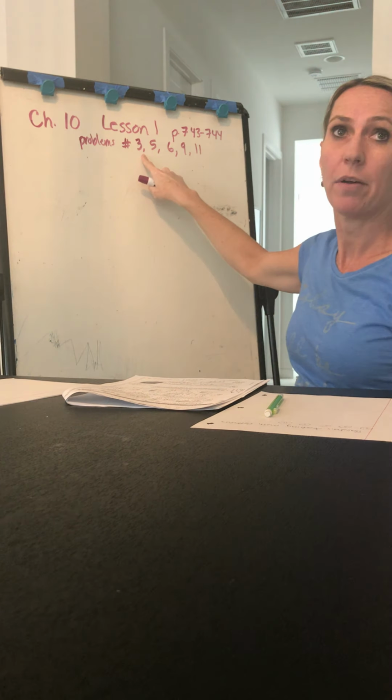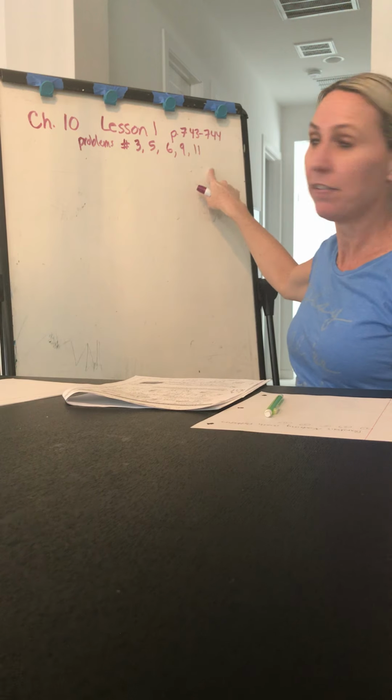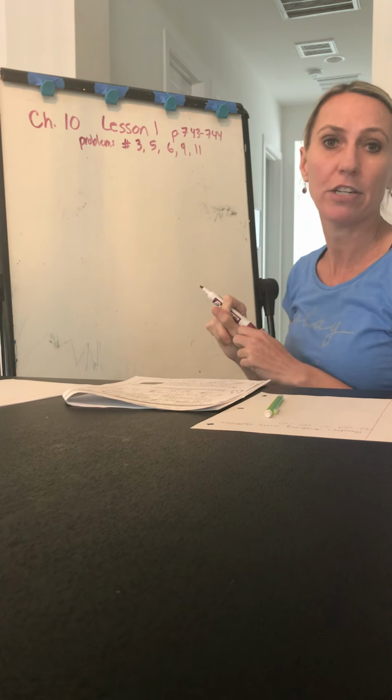Okay, so I'm going to go over the lesson for tonight, the homework problems that Bentley wanted me to do, that I thought were the best. So numbers 3, 5, 6, 9, and 11. This is from chapter 10, lesson 1, from page 743.